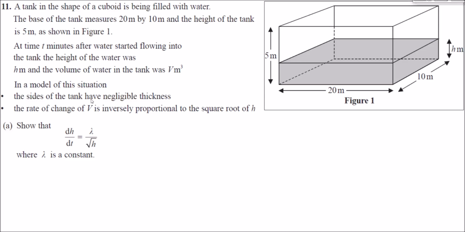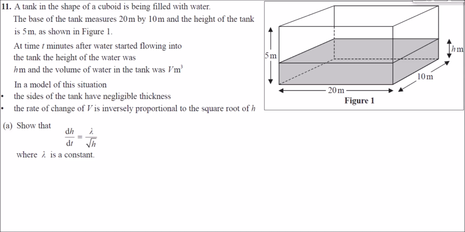So in a model of this particular situation, the sides of the tank have negligible thickness, and the rate of change of V is inversely proportional to the square root of h. Part A, we need to show that dh by dt is lambda over root h, where lambda is some constant we need to find. So how to start this off?